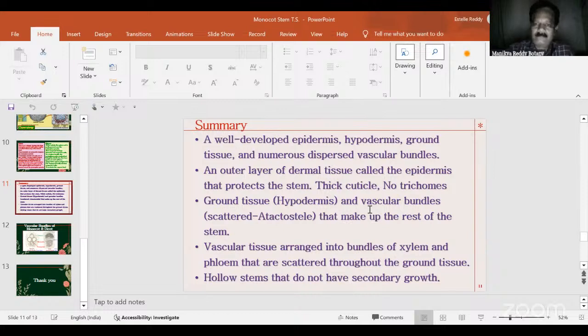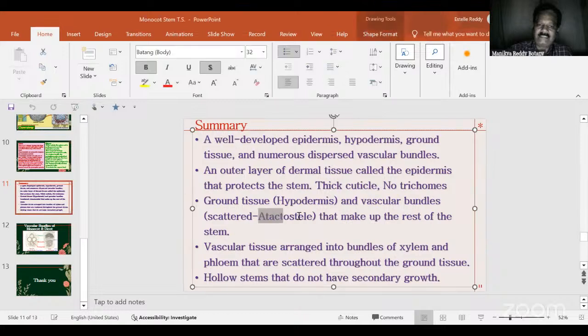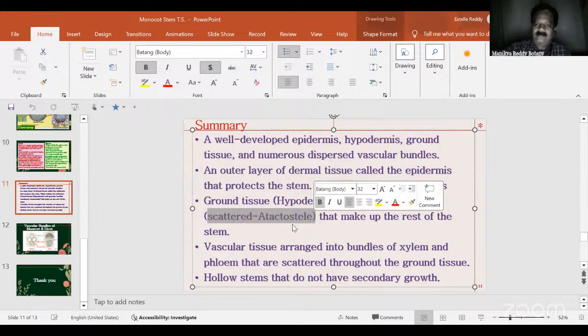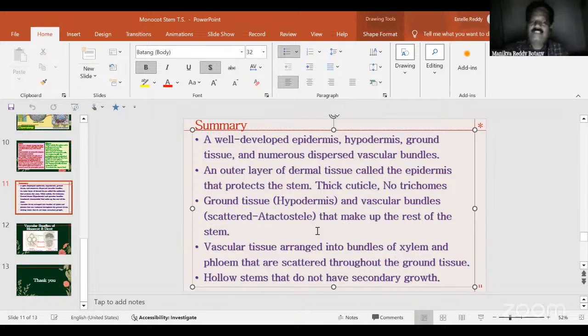In monocot stem, the number of vascular bundles are countless, numerous, and they are irregularly arranged and scattered in the ground tissue. Parenchymatous ground tissue. Such type of irregular arrangement of vascular bundles in the ground tissue is called atactostele. This is the spelling: A-T-A-C-T-O-S-T-E-L-E. Atactostele. That means the ground tissue and vascular bundles occupy the central major part of the monocot stem.